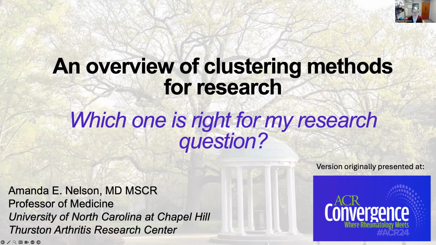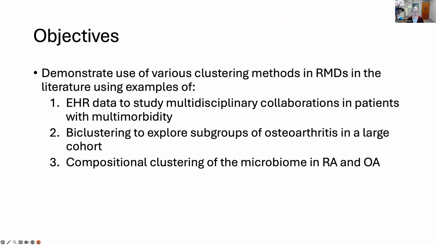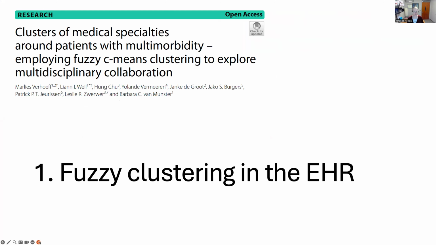So I'm going to give you some examples of different ways that you might apply some of the methods that Liubov just went through. We're going to talk about soft clustering in EHR data. We're going to talk about biclustering in clinical data instead of just genetic and basic data, and then the compositional microbiome data that Liubov mentioned.